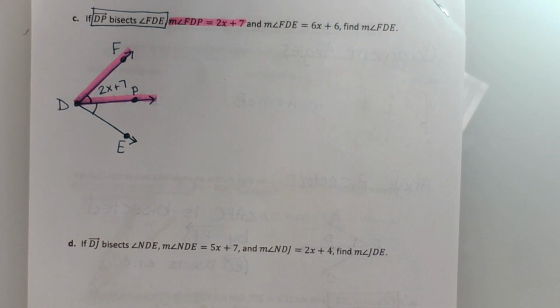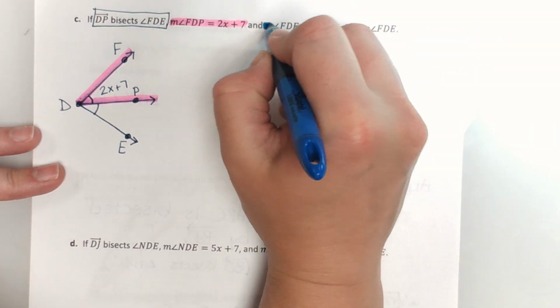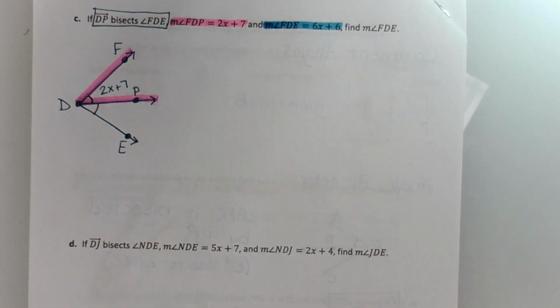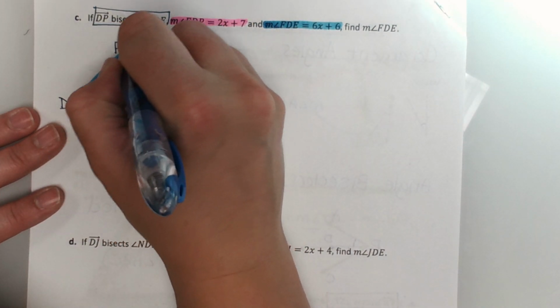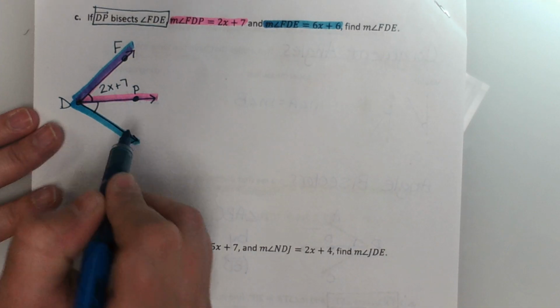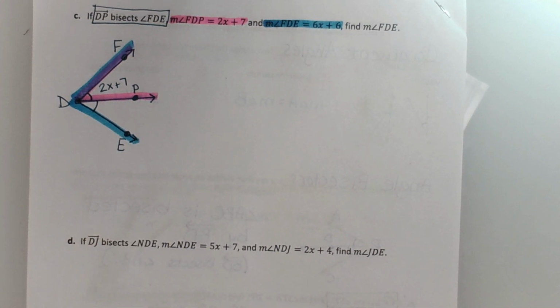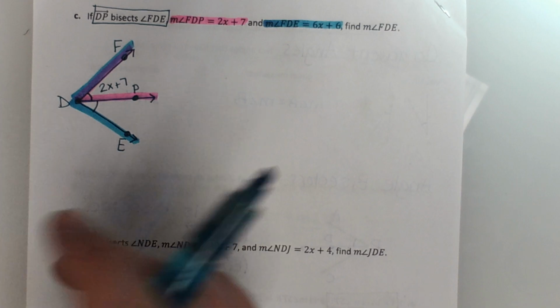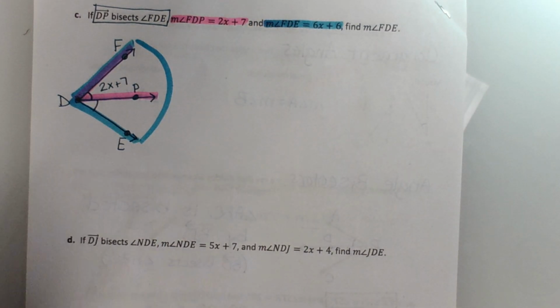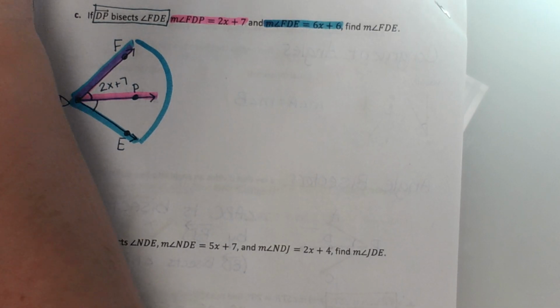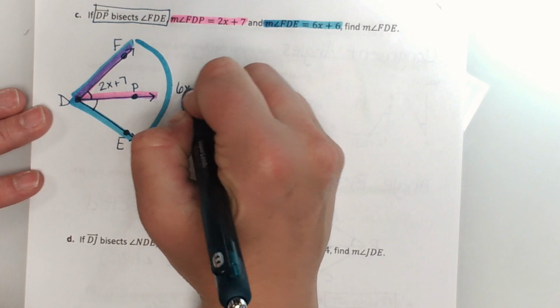The next one it talks about is FDE. Bottom little angle or the big one? Big. Yeah, I got it right. Is it easy to label the big ones in the pictures? Not exactly. You always have to do kind of that little rainbowiness over the angles if you're going to do it that way. It's not a technical way to do it, but it helps some people. That's 6x plus 6.